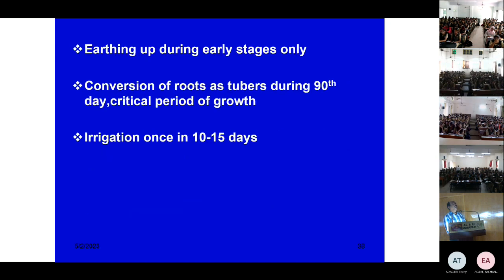So earthing up is done during the early stages only. Because it is a tuber crop, the conversion of roots into tubers occurs around the 19th day. That is the critical period of growth. And irrigation is done regularly, once in 10 to 15 days depending upon soil moisture availability. Next.